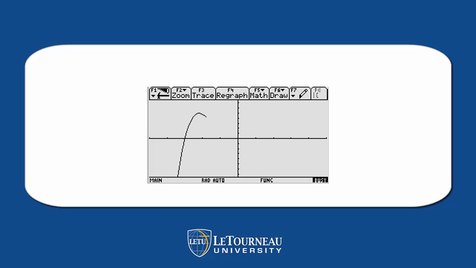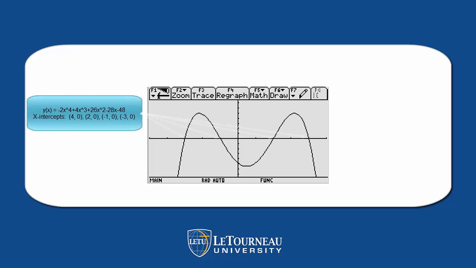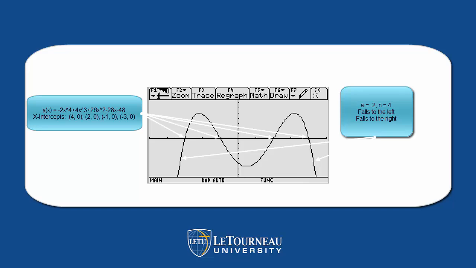All right, there we come. Notice it rises to the left. Let's see what it's going to do on the right. It falls to the right. We expected that. We had a minus 2. Notice there's our 4 x-intercepts. And we have some other things that are going to show up. Oh, I jumped the gun. Falls to the left, falls to the right. We expected that because of a equaling 2.